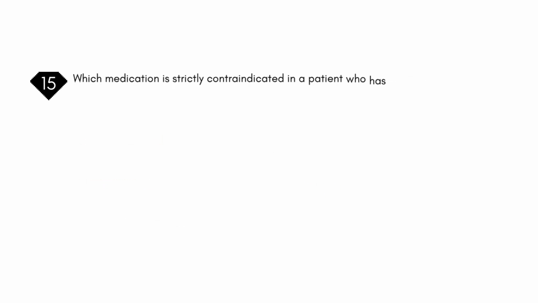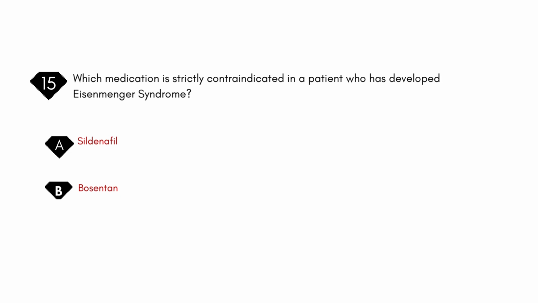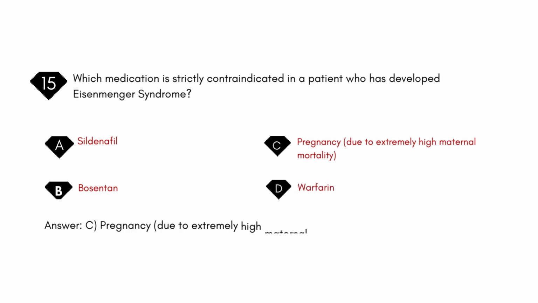Which medication is strictly contraindicated in a patient who has developed Eisenmenger syndrome? A. Sildenafil. B. Bosentan. C. Pregnancy, due to extremely high maternal mortality. D. Warfarin. Answer: C. Pregnancy, due to extremely high maternal mortality.